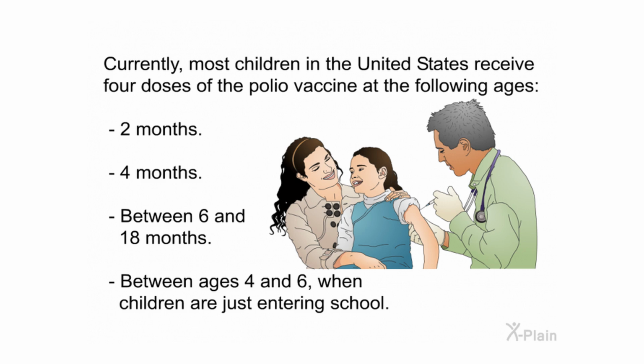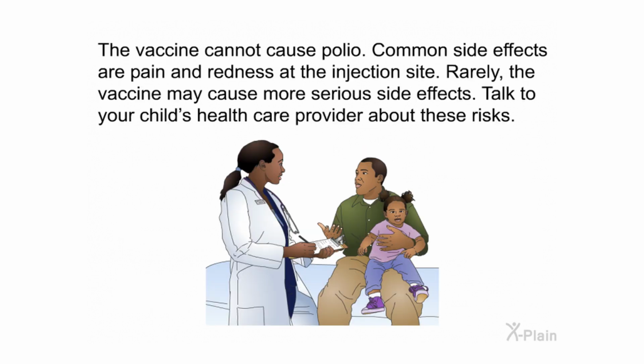Currently, most children in the United States receive 4 doses of the polio vaccine at the following ages: 2 months, 4 months, between 6 and 18 months, and between ages 4 and 6 when children are just entering school. The vaccine cannot cause polio. Common side effects are pain and redness at the injection site. Rarely, the vaccine may cause more serious side effects. Talk to your child's healthcare provider about these risks.